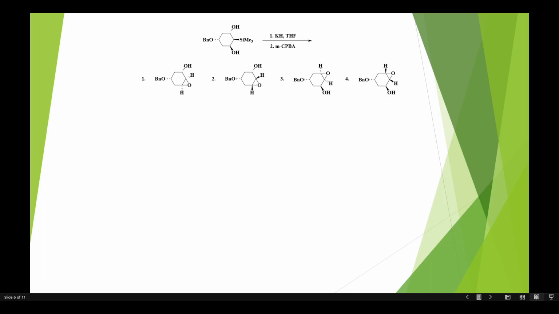cyclopropane, whatever, the potassium hydride, then it will abstract the proton from where? OH, then from which OH? Whether the hydroxyl group will be OH or gas. Which hydroxy group? This top one, this one or this one? This one. Yeah, this one.